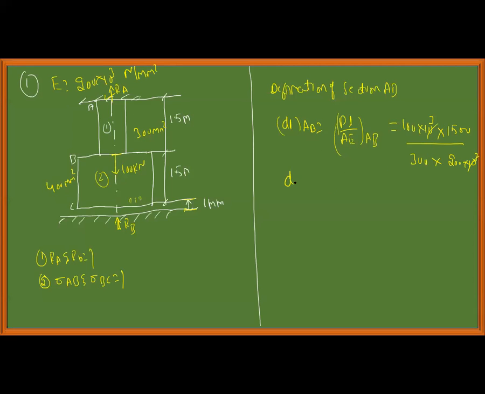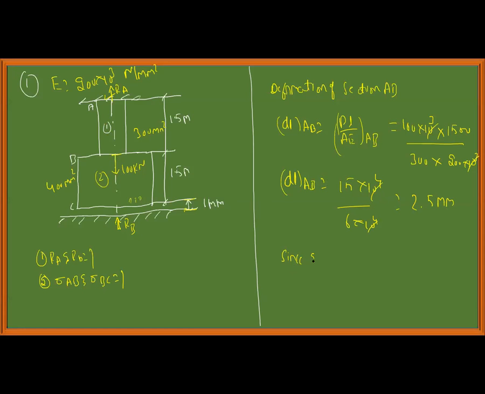Tell me what is the deformation of AB. 100 into 15 into 10 power 4 by 6 into 10 power 4. Cancel out. 6 2s are 12, 3 remaining, 2.5 mm, right? So the deformation of this part AB is 2.5 mm.